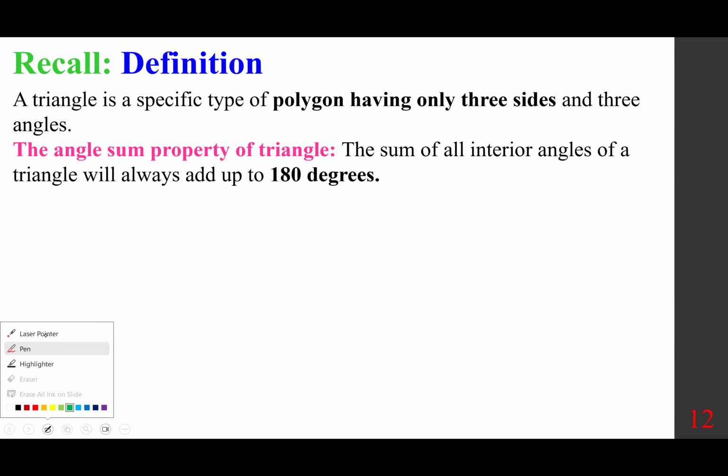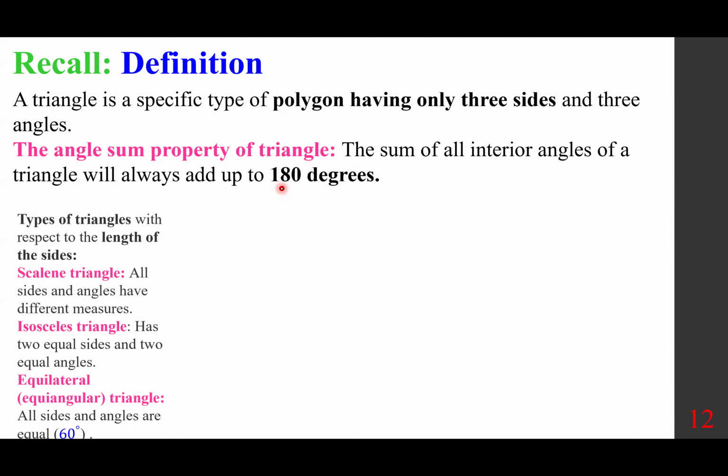Okay, let's remind everybody of the following. A triangle is a specific type of polygon having only 3 sides and 3 angles. The angle sum property of a triangle: the sum of all interior angles of a triangle will always add up to 180 degrees. What types do we have?